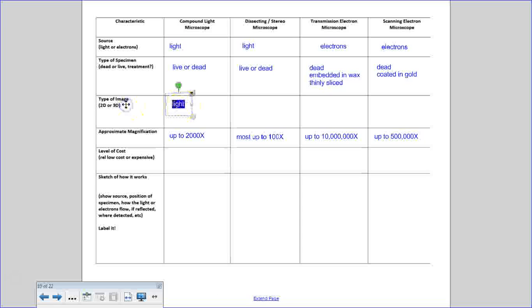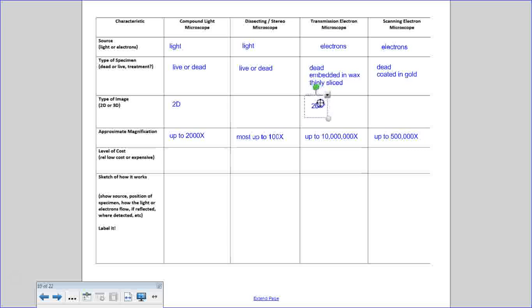Okay, compound microscope gives us a 2D image. Can't really see three-dimensionally what the whole thing looks like. The other one that gives us 2D, you might think, oh, this one's light, it must too. But no. The dissecting one allows us to see the whole organism, or if you're looking at part of an organism, whatever, you can see the top and bottom of it. You can see all around it. So that is actually a 3D one.